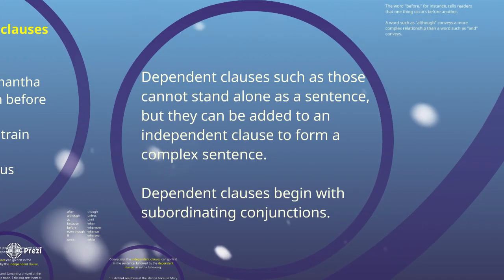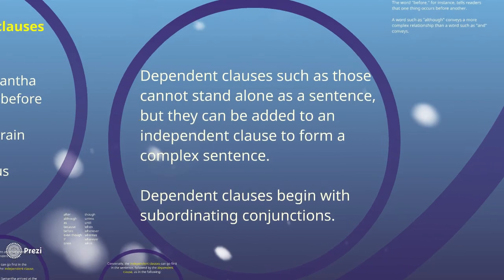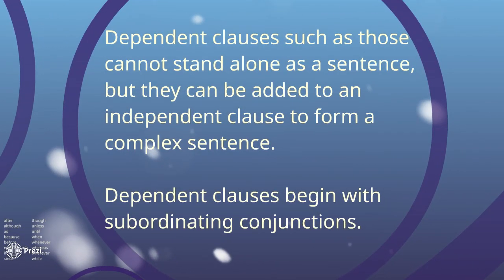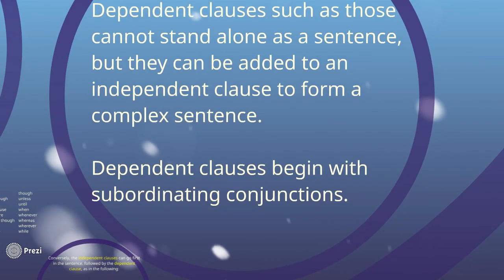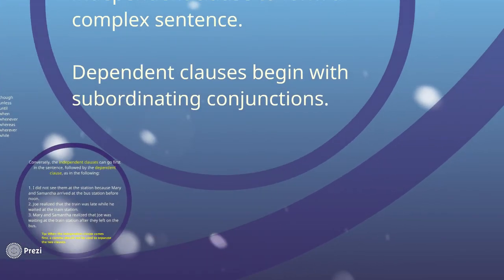All right, so dependent clauses, such as those, and we just said this, can't stand alone as a sentence, but they can be added to an independent clause to form what is called a complex sentence. Complex sentences are probably the most difficult to write sometimes, but they can also be the most effective. What they do is they start off with what's considered a subordinating conjunction. That's how you can pick out a dependent clause, because it has what's called a subordinating conjunction. I'll bring that up here a little bit so you can see it better.